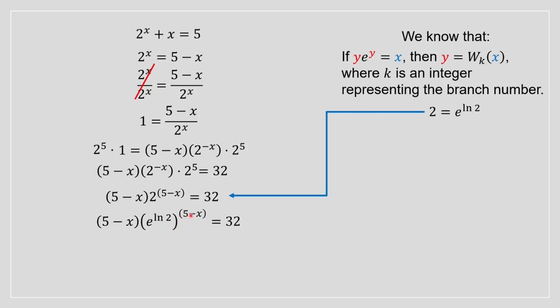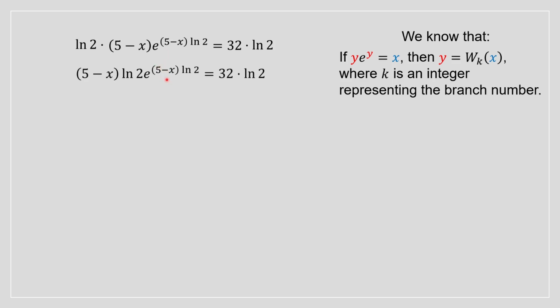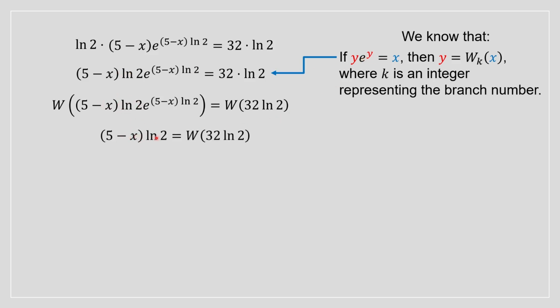Now we multiply this 5 minus x by ln 2, so we multiply it in. And now we have to multiply ln 2 on both sides, because the top is different compared to the bottom. So we multiply ln 2 on both sides. And now we're going to apply W, because they're the same on the top and bottom. This results in just 5 minus x ln 2, and here we have a W.